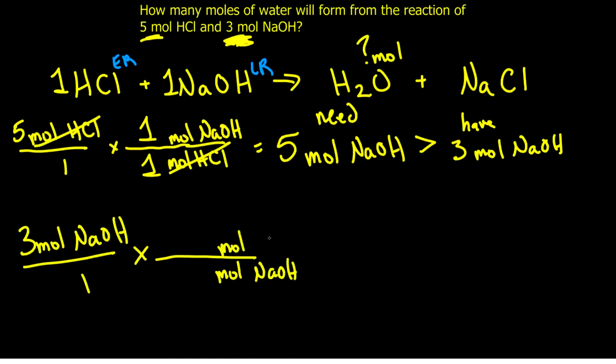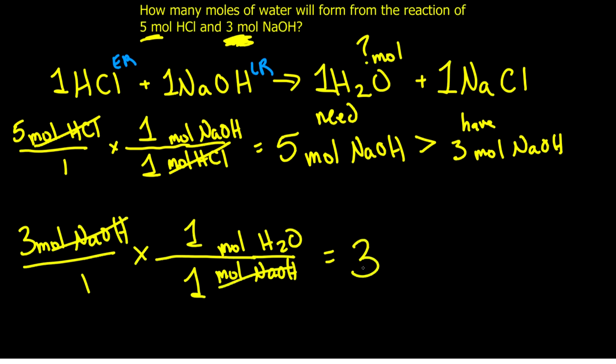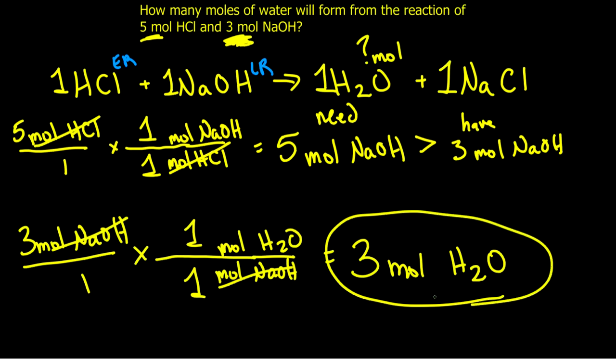That means moles of water go on top. Now I need some values here and here. Use your balanced equation once again. Since it's all just 1-to-1 to 1 ratios, a 1 goes here, a 1 goes here. Sodium hydroxide moles cancel out. So I got 3 times 1 divided by 1 is 3. And that's going to be 3 moles of H2O. And there is our first answer.